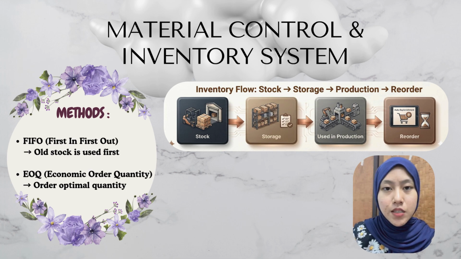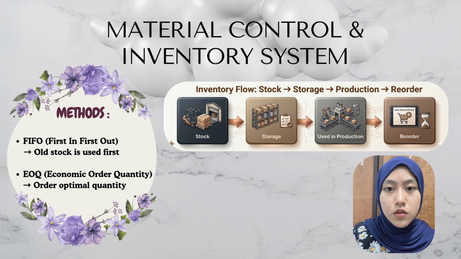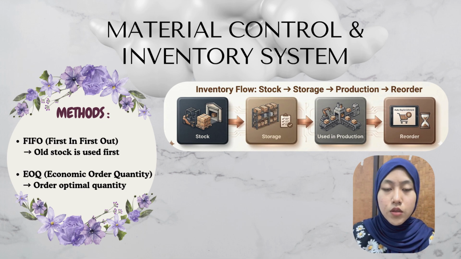Lastly, I will explain the material control and inventory system used in this business. We apply the FIFO method, which means the older stock will be used first to avoid wastage and damage. We also use the EOQ method to determine the optimal quantity of materials to order, so that we can reduce storage costs and avoid overstocking.